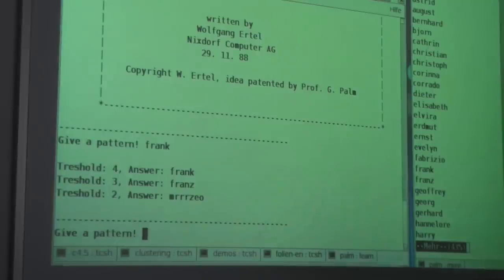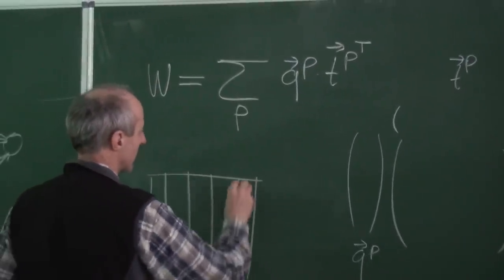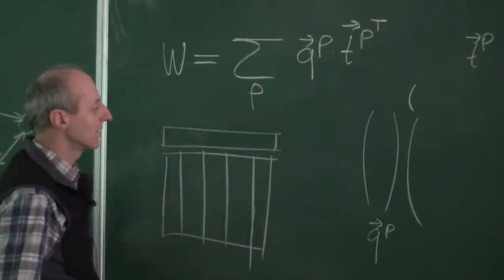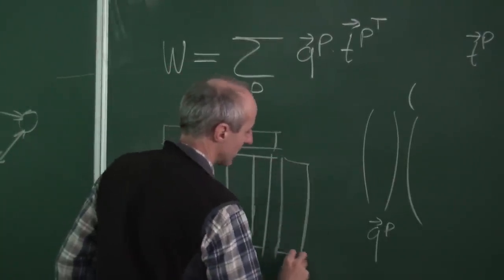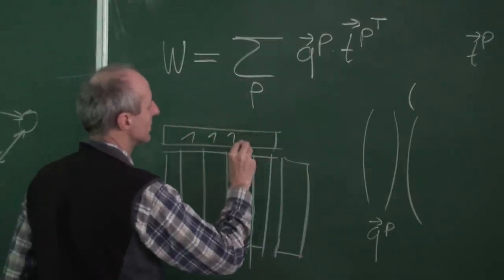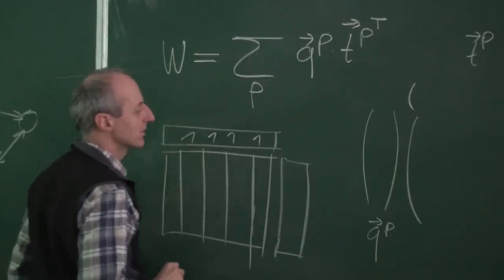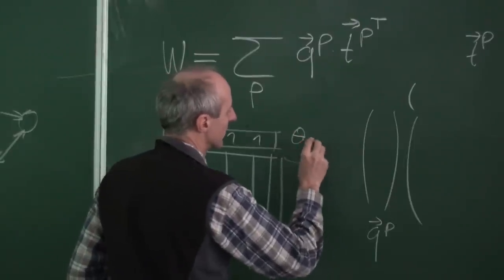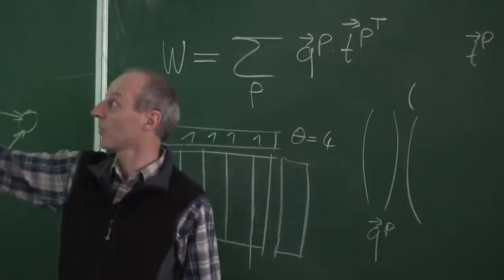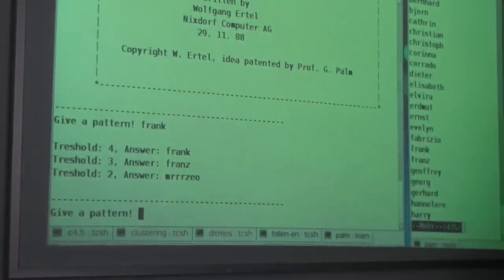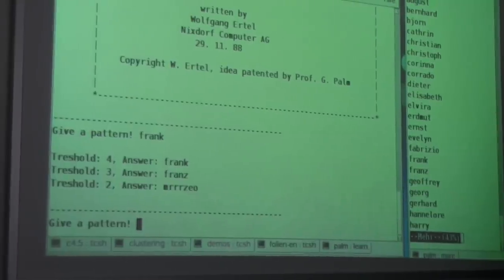Actually, what I did is a little bit different. So look at this matrix. The matrix has a number of columns, but now I multiply it with some input vector. And the value that we get in the output vector cannot be bigger than the number of ones in the input vector. So if the input vector has four ones, then I use as a threshold theta 4. And that's what we did here. Why is the number of bits in the input 4? Because this word has five letters.